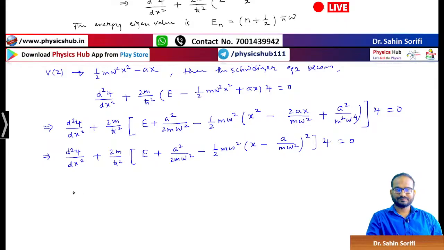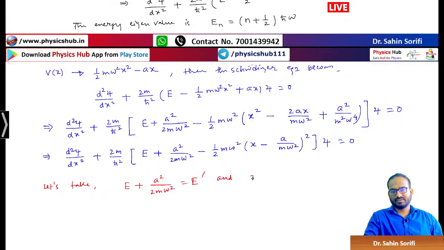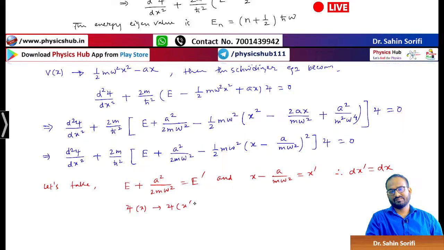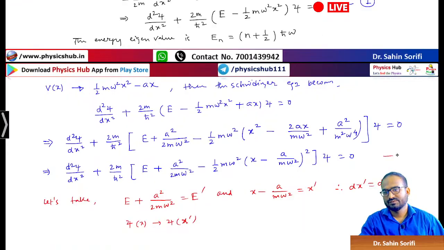Now let us take E + a²/(2mω²) equal to E′, and x − a/(mω²) equal to x′. If this is so, taking the derivative on both sides, dx′ equals dx, because only a constant is changed. So ψ of x will become ψ of x′, because you have changed the variable. Let's name the previous equation 1 and this one 2.